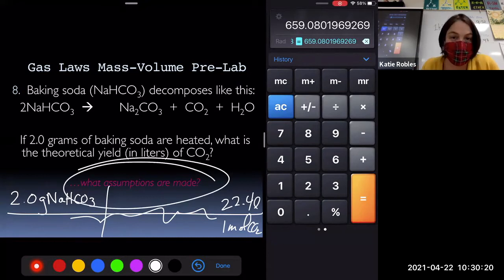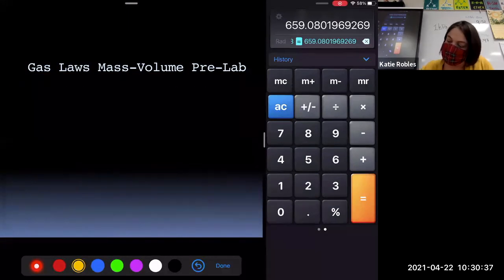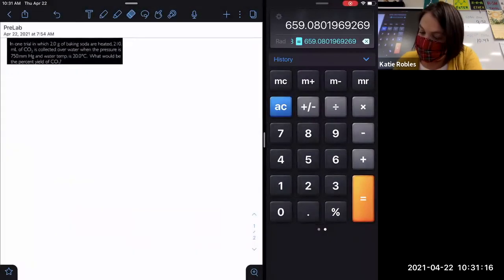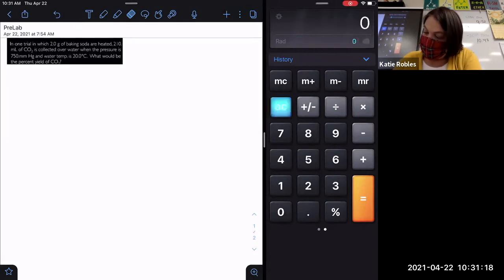You are assuming when you do this, that this is being done at standard temperature and pressure, or at STP, okay? When you do stoichiometry, you assume STP. Life doesn't happen at STP, which makes these problems really exciting. In this one trial, we have 2 grams of baking soda.